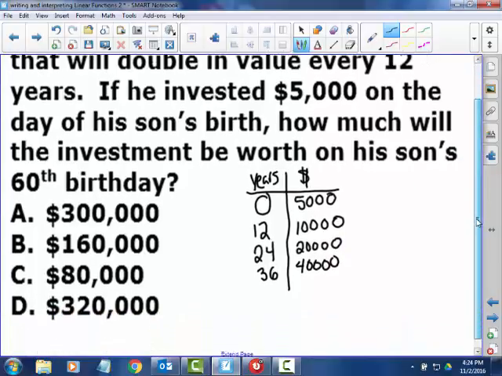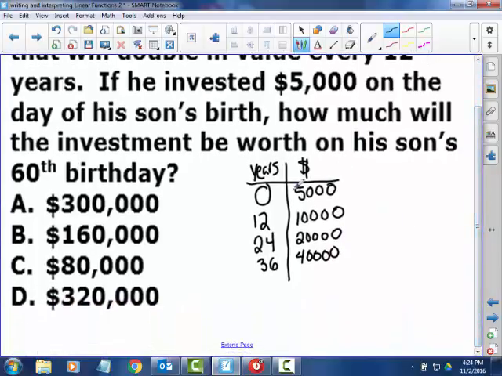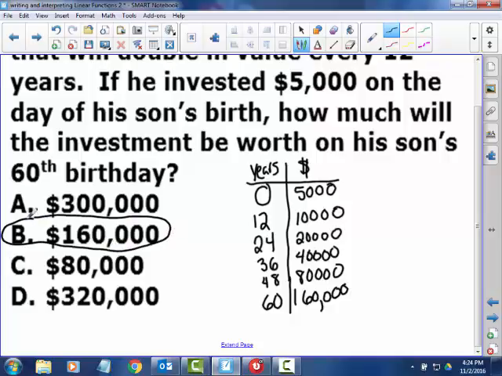Let's see. So we keep going till he's, what, 60? But let's see. So 12 more years would be 48. 12 years after that would be 60. Oh, that's not too far. We can do that. So 40,000 doubles, that's going to be $80,000. And if 80,000 doubles, that's going to be $160,000. Okay, so that would be answer choice B. Okay.